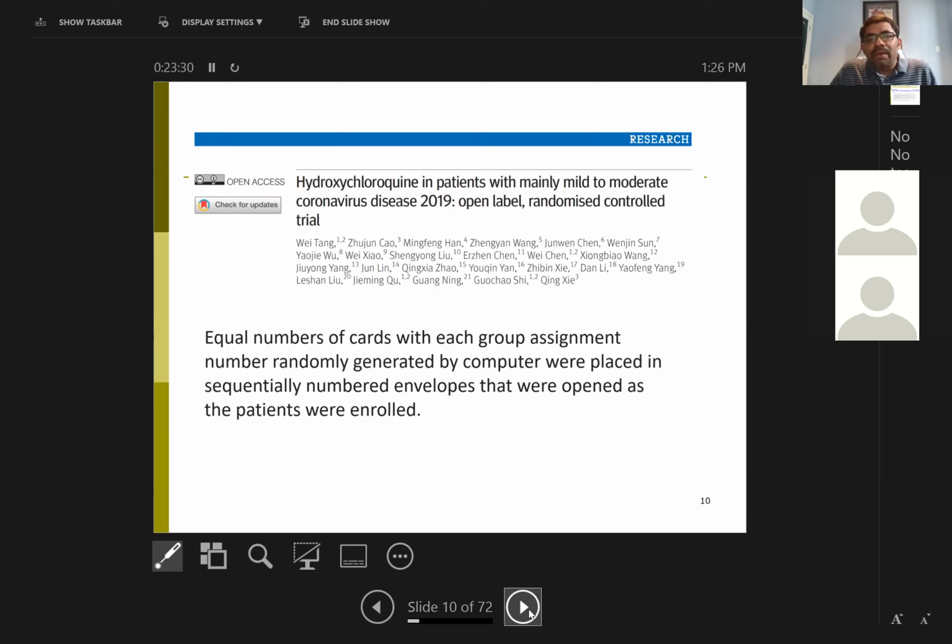So let's take a look at one of the hydroxychloroquine trials to see how they did concealment of allocation. They had equal numbers of cards, equal numbers of hydroxychloroquine and placebo, okay? Each group assignment number was randomly generated by the computer, and placed in sequentially numbered envelopes that were opened as the patients were enrolled. Okay, so I'm reasonably happy with this. I would have liked to have seen one additional word: sequentially numbered opaque envelopes, right? Opaque or thick envelopes that you cannot see through. That would have made me happy that these guys did a decent job.